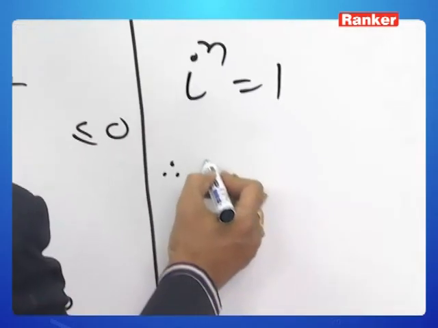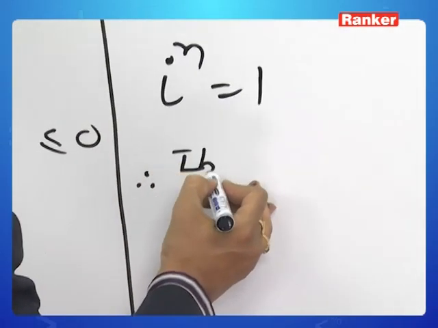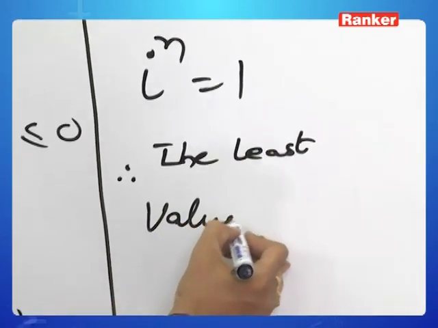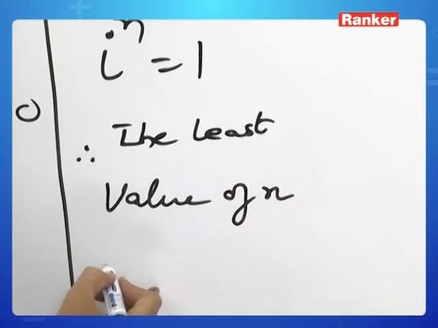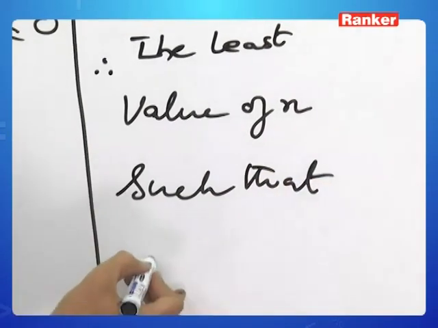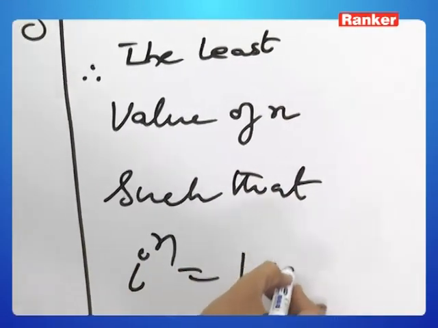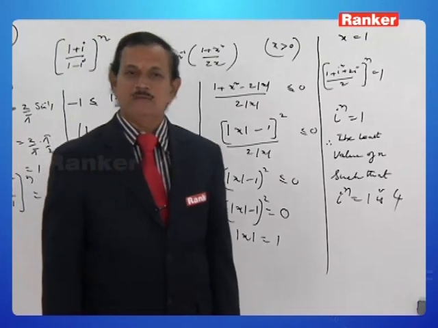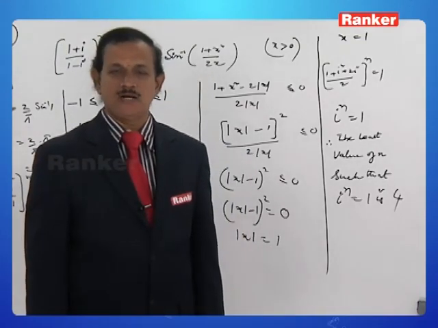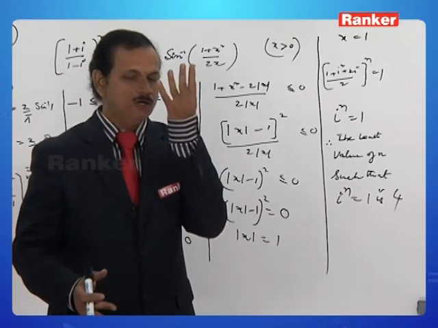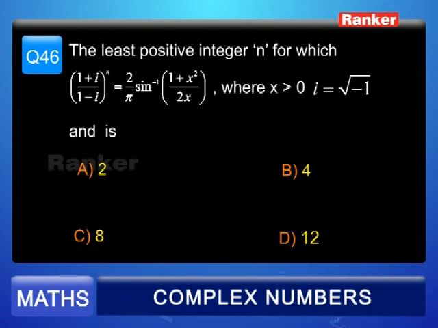Therefore, the least value of n is 4. i power 1, i power 2, i power 3 cannot be 1, and i power 4 is the only one that is 1. Therefore, the least value of n for which i power n is 1 is 4. What is the right option? Option B is the right option. Right answer is 4.